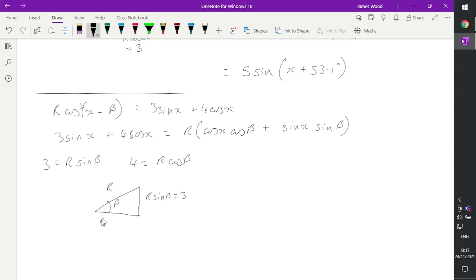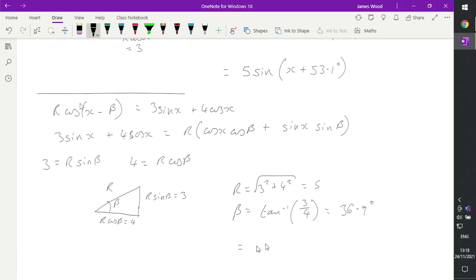And then r cos beta, the adjacent, is 4. And then I can use my right-angled triangle trigonometry again. So r is still going to be Pythagoras, so it's 3 squared plus 4 squared square rooted, which is still 5, so that bit stays the same. But to find the angle beta, I can do inverse tan of opposite over adjacent, so that's going to be 3 over 4. So inverse tan of 3 over 4, which is 36.9 degrees.